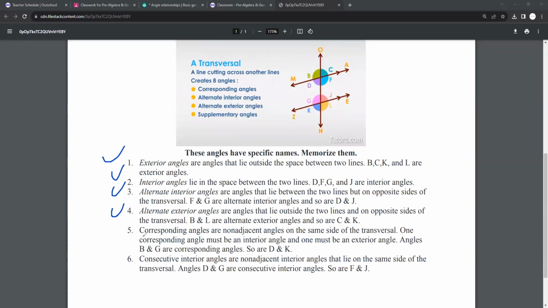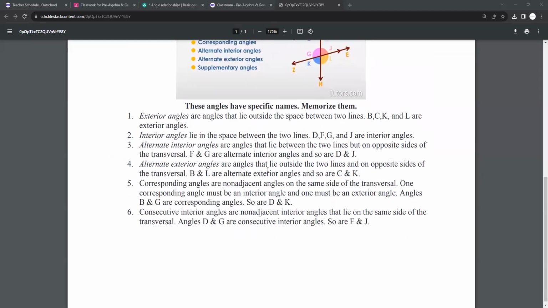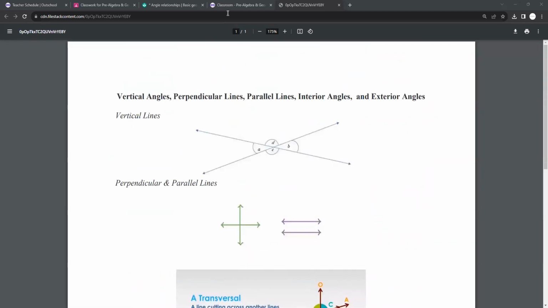Corresponding angles is one of the trickier relationships for learners. It's when you have one angle here on the outside and one on the inside. They're not right next to each other. They are called corresponding angles and they are congruent. So if this is 120, this is 120. Consecutive interior angles are when they're right next to each other, making 180 degrees together. And so these are the different angle relationships.